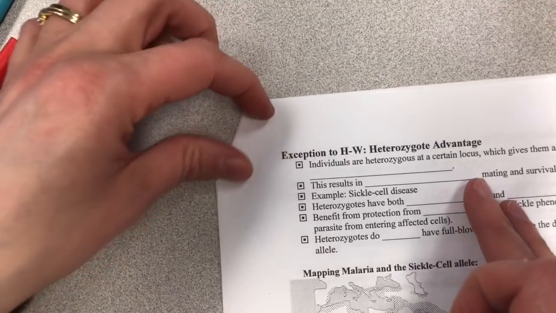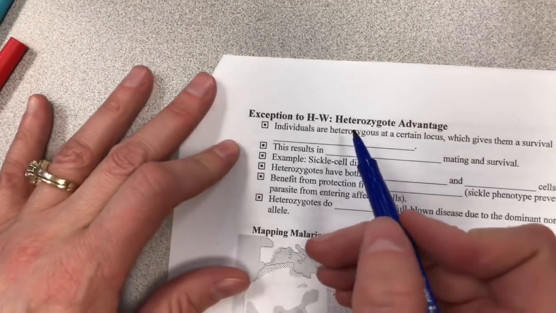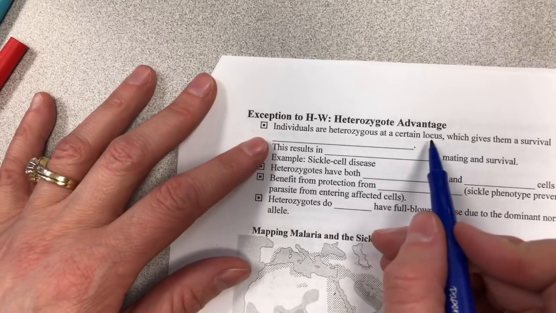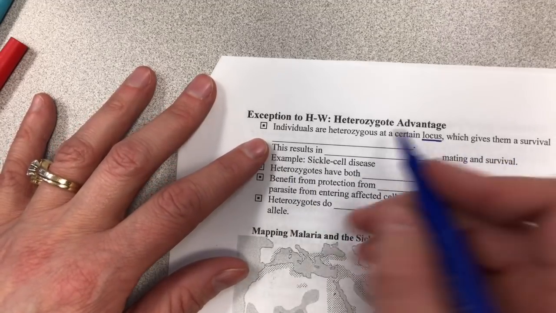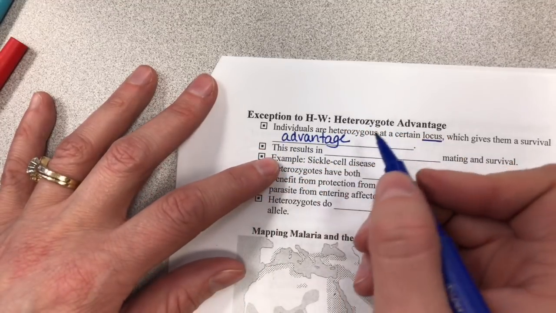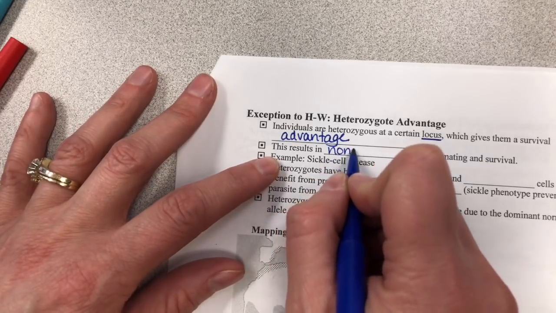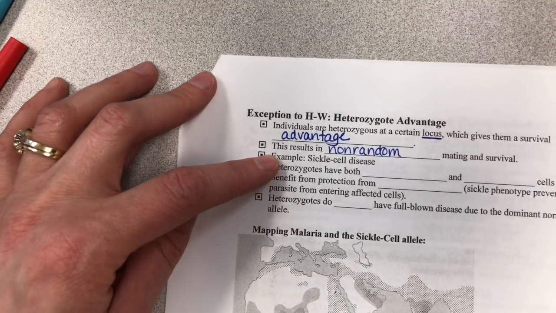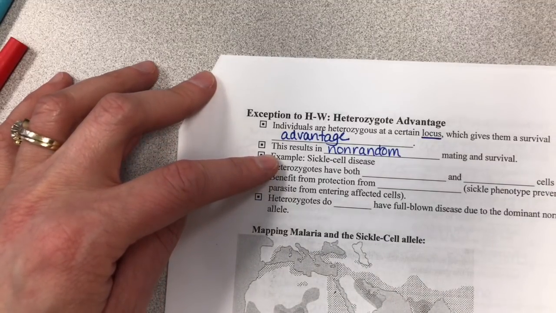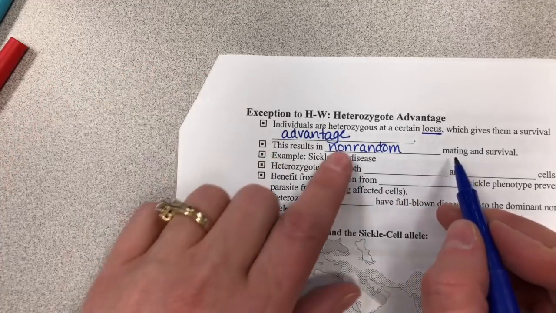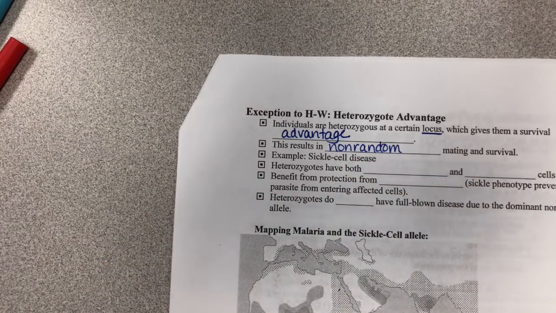Another exception to the Hardy-Weinberg equilibrium is something called heterozygote advantage. Individuals are heterozygous at a certain locus or location, which gives them a survival advantage. And what happens is this results in non-random mating. And so remember, in order to not evolve, you have to have random mating. Sorry, I misspoke. And normally in most populations we have non-random mating.